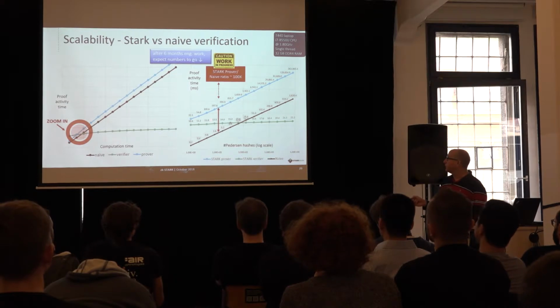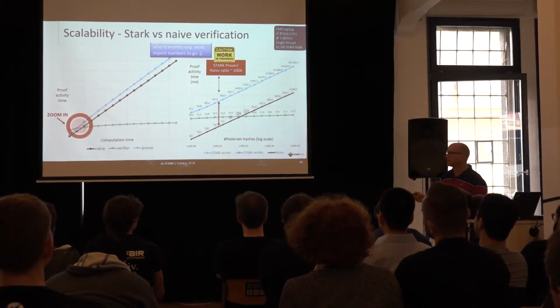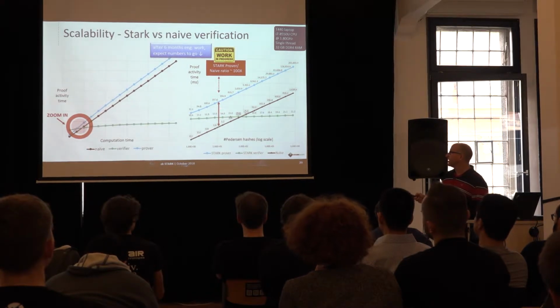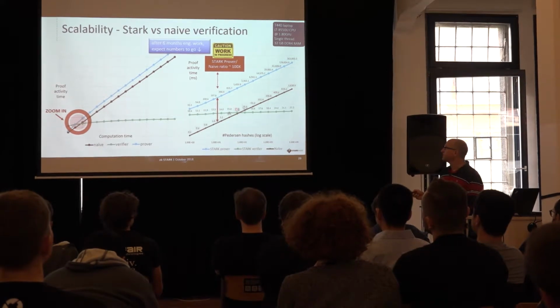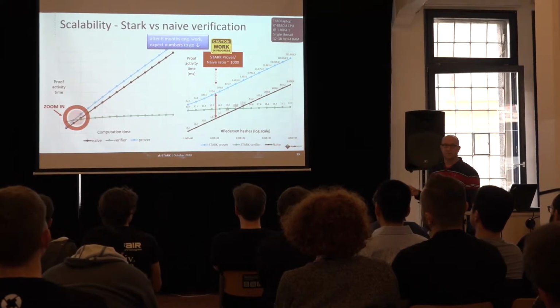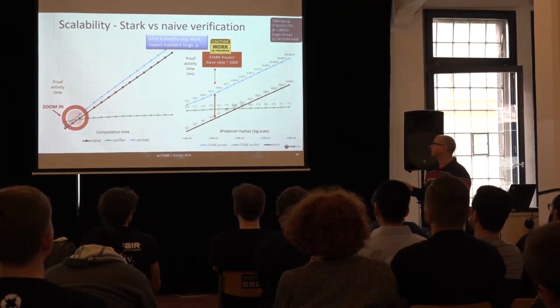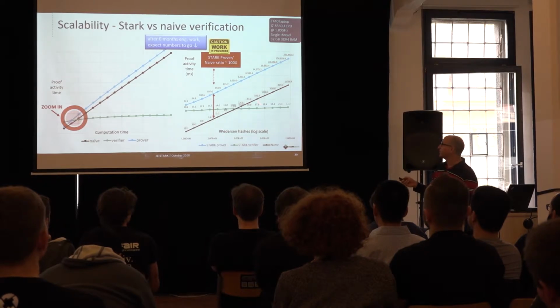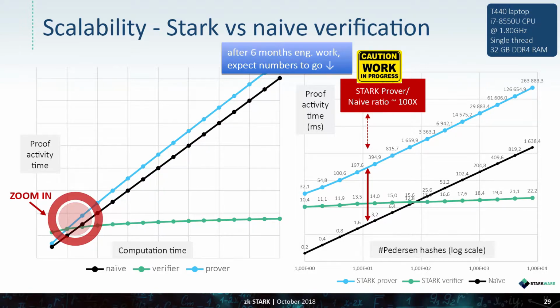And currently, the ratio between proving time and naive computation time is roughly 100x. So it's 100x more expensive to produce a proof for a Pedersen hash than to just compute it. I should stress that this is after only 6 months of engineering work, and we expect all these numbers to go down significantly. I mean, not the black line, but we expect both the blue line and the green line to go down significantly. These are just the numbers we're comfortable displaying now.